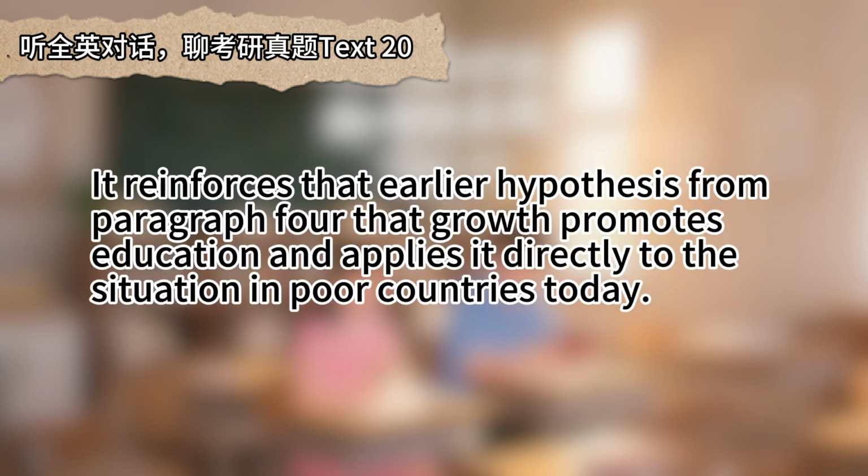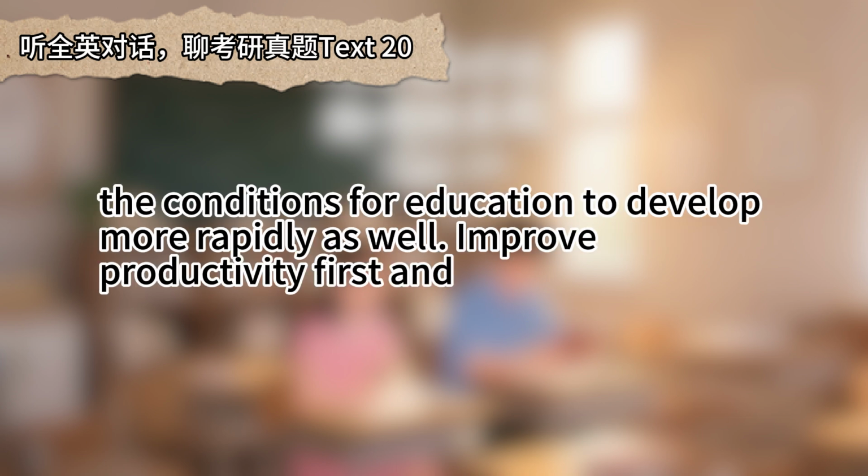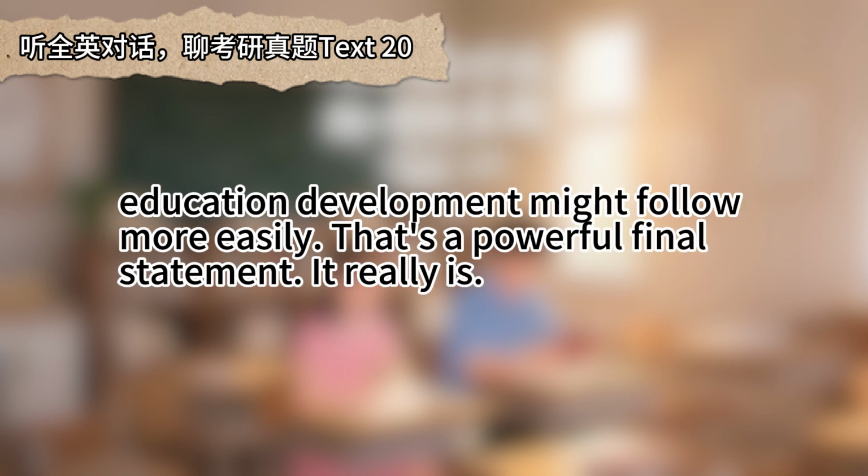It reinforces that earlier hypothesis from paragraph 4, that growth promotes education, and applies it directly to the situation in poor countries today. The implication is, if you can remove the roadblocks to productivity, you'll actually create the conditions for education to develop more rapidly as well. Improve productivity first, and education development might follow more easily. That's a powerful final statement.